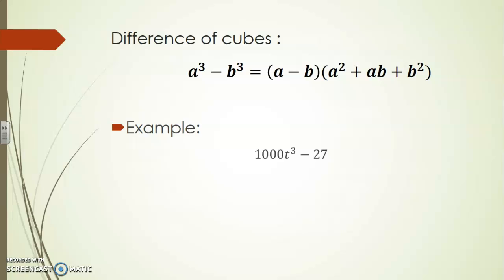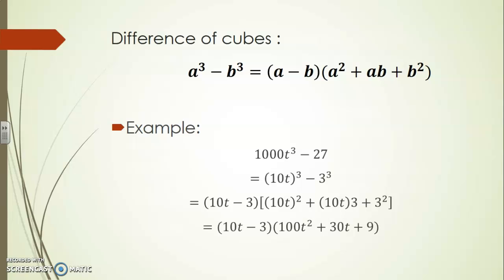1000t cubed minus 27 is also a difference of cubes, as long as you recognize that 1000t cubed is actually 10t all cubed, and 27 is 3 cubed. This time 10t plays the role of a, and 3 plays the role of b. 10t minus 3 is then a minus b. a squared means squaring 10t, and that will produce 100t squared. The other terms, ab, are 10t times 3, and 3 squared is 9.